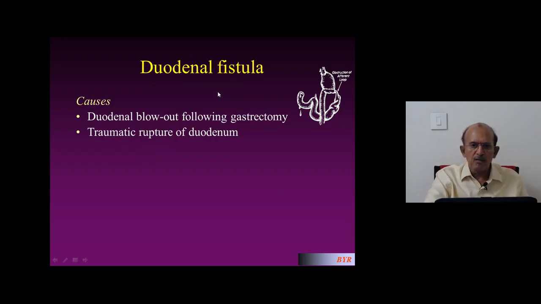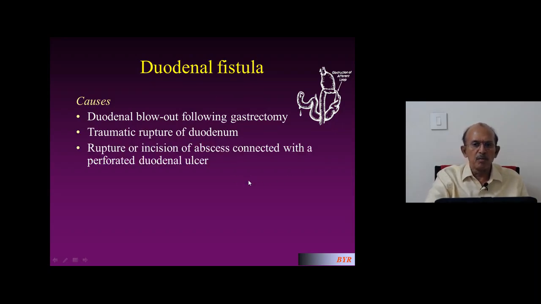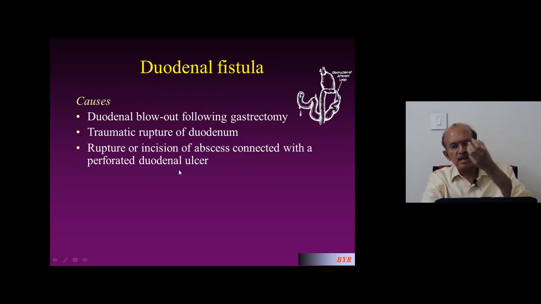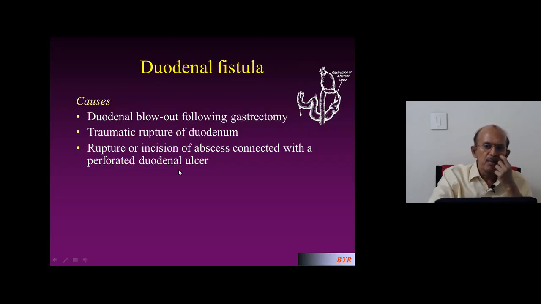This duodenal fistula can follow traumatic rupture of the duodenum, or following rupture or incision of an abscess connected with the perforated duodenal ulcer. Sometimes the duodenal ulcer is very, very small. So a small amount of fluid leaks and the leak closes because it's just a pinpoint hole. The fluid that has leaked out of the duodenum will be infected in 3 or 4 days' time and forms an abscess.